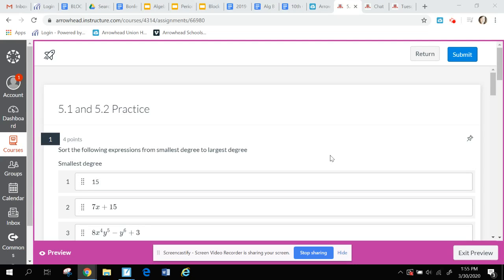Hey, 7th hour. Before you take your quiz today, I want to go over the 5-1 and 5-2 practice that you had earlier this week, just the directions of it and how to go through it, because your quiz is going to look very similar today.